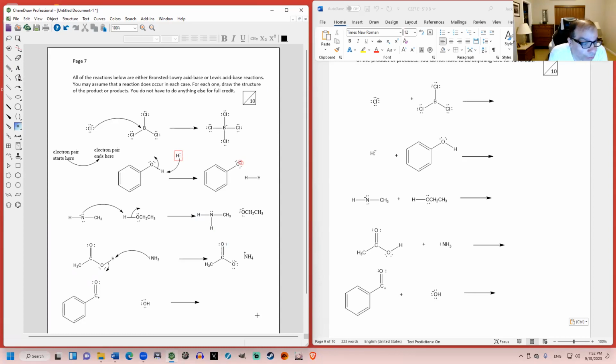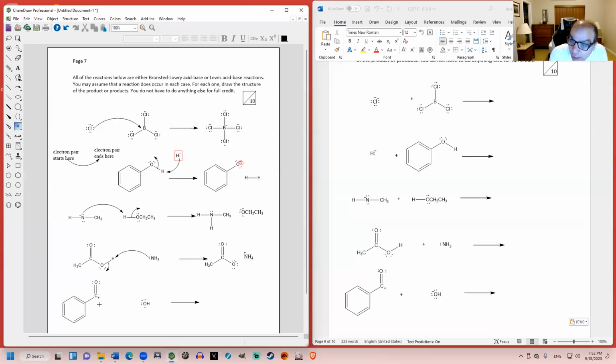Then, last but not least, we've got OH minus over here. That can be either a Bronsted-Lowry base or a Lewis base. On the left-hand side, we've got a carbon with a plus charge. That's called a carbocation. And a carbocation is missing an electron pair. So that's why the carbon has a plus charge. Carbocations are very good Lewis acids. The way you know that is because it's missing electrons.